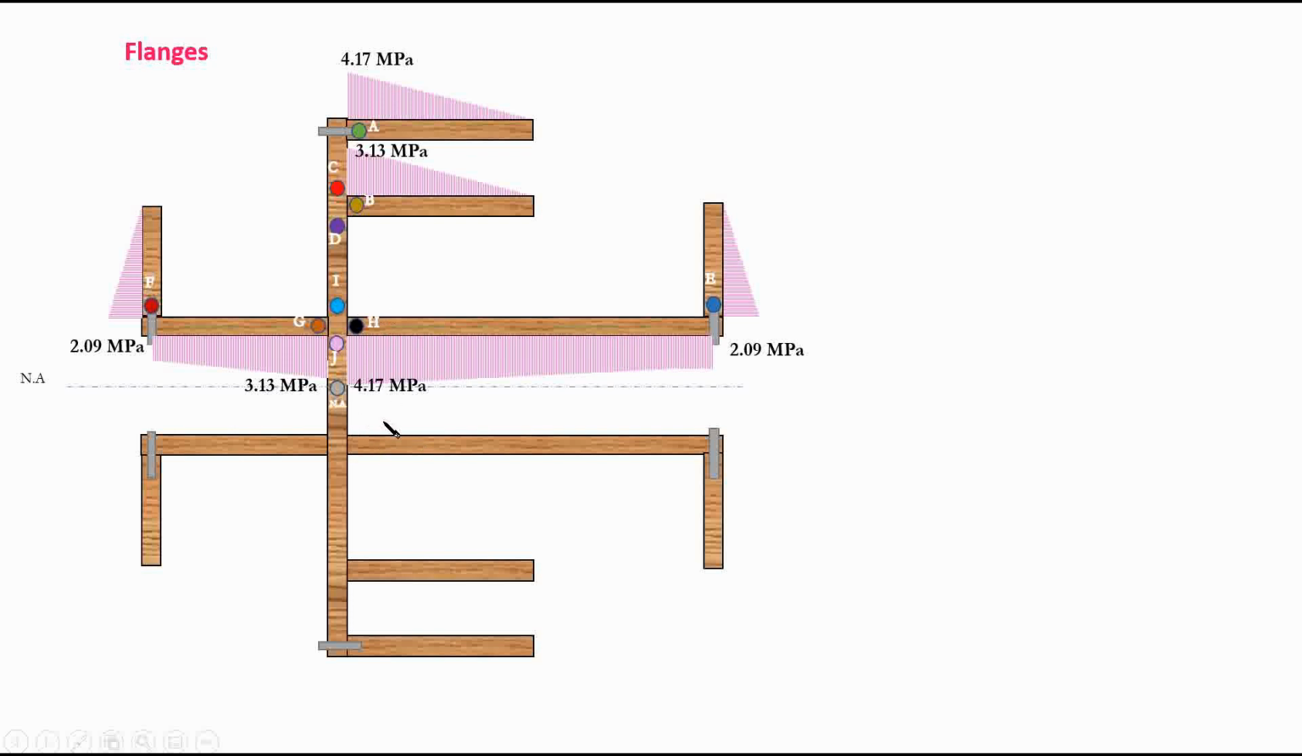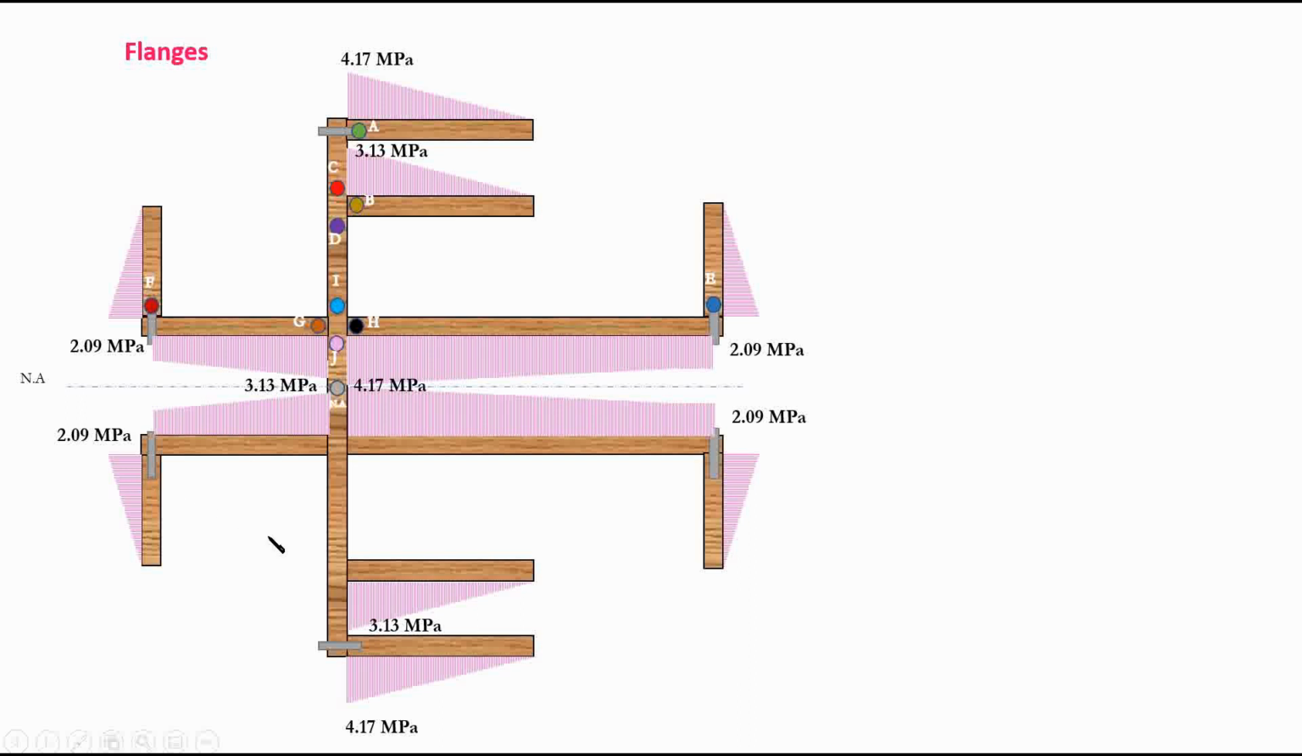And the rest will be symmetric, right? So everything will be symmetric here for all of these other segments. Why? Because our cross-section was basically symmetric. So that's it for the flange. Now, what about the web?